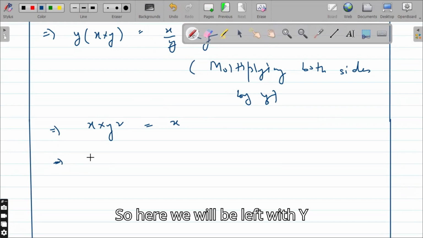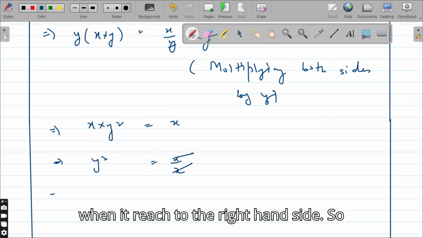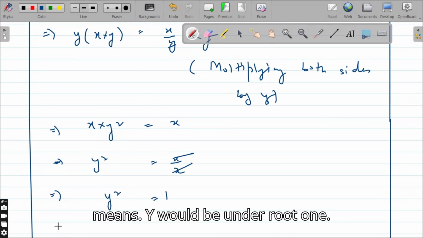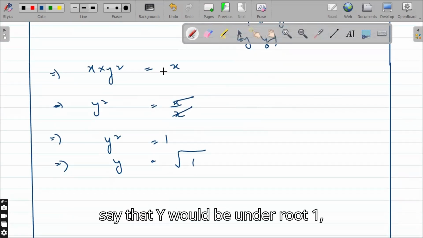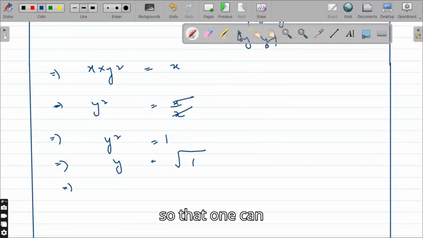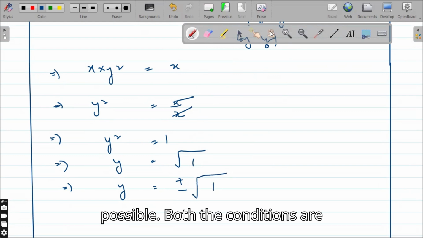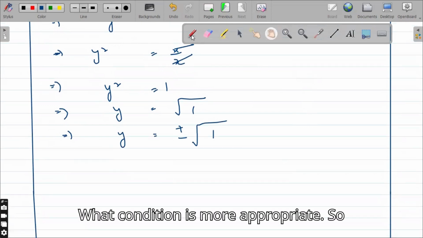So here we will be left with y square equal to x by x. This x will be in division when it reaches the right hand side. So y square is equal to 1 means y would be under root 1. That 1 can be positive and negative. Both the conditions are possible, so we will check what condition is more appropriate.